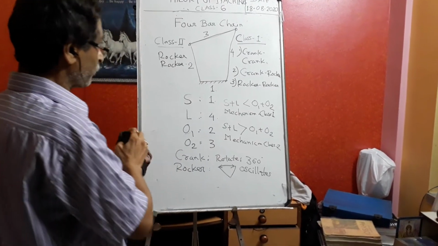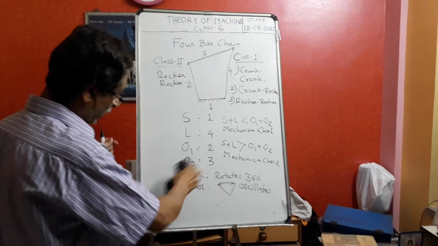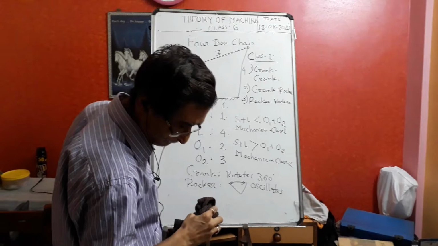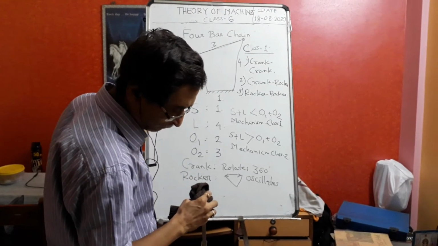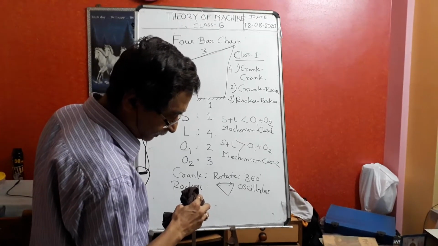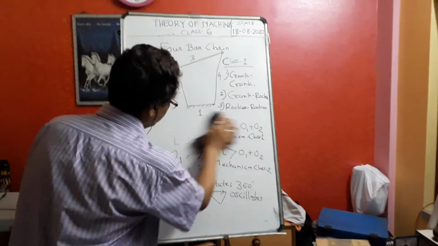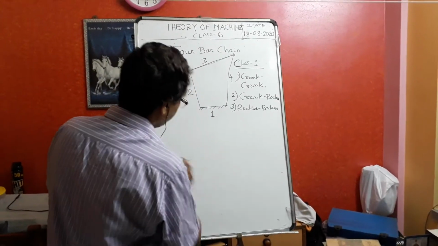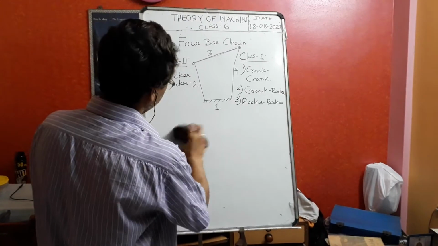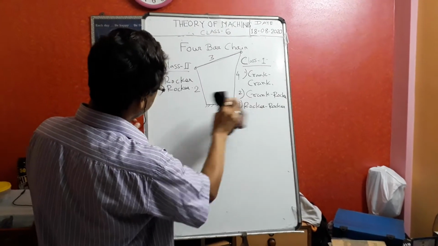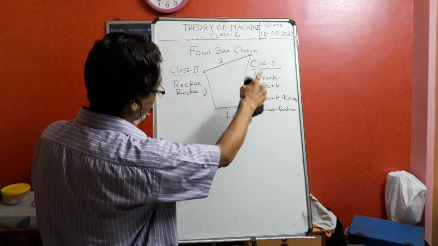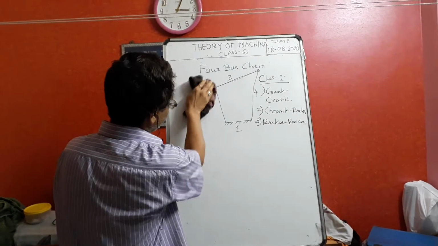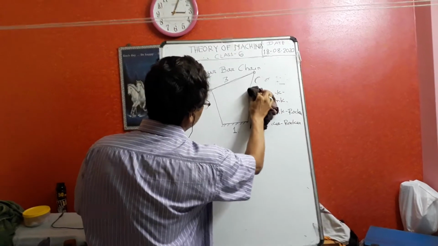Now let us see how the crank rocker mechanisms come. It is audible? Okay, very good. So class 2 is the rocker, and class 1 is crank rocker. How? Let us see.